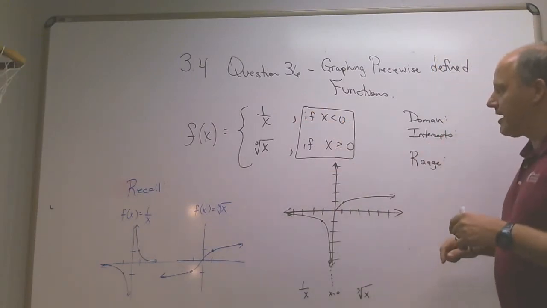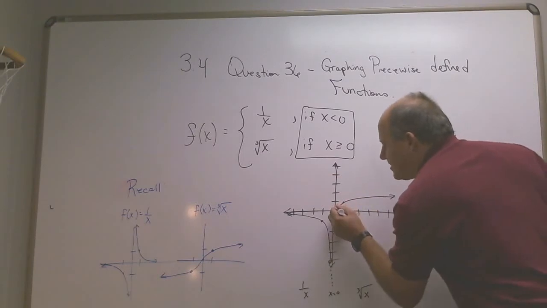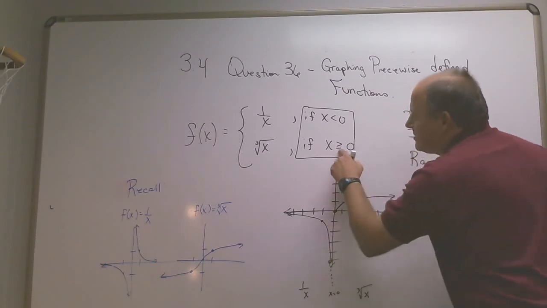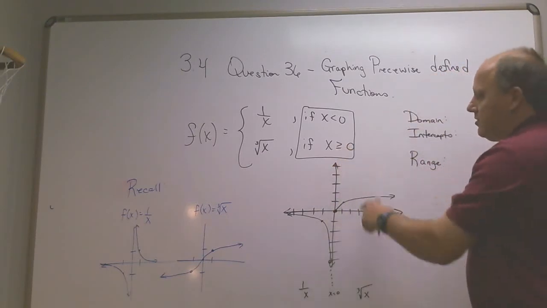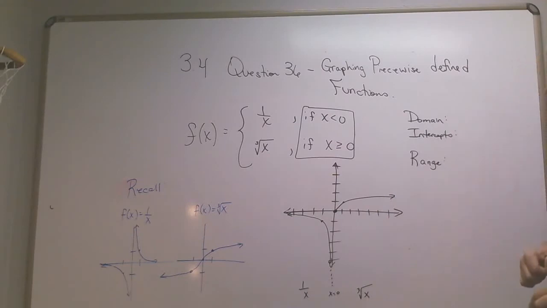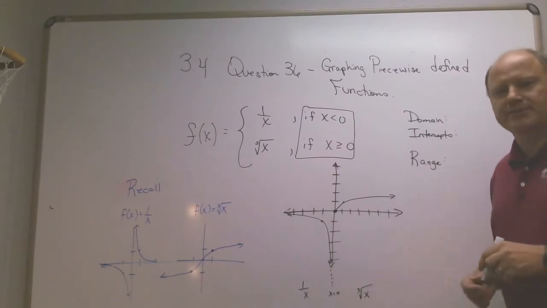Now I just have to make sure I have the dots in the right place. And this does include 0 because it says greater than or equal to 0. So that's the way it should be. So that's the graph, and that's actually the answer to part C.